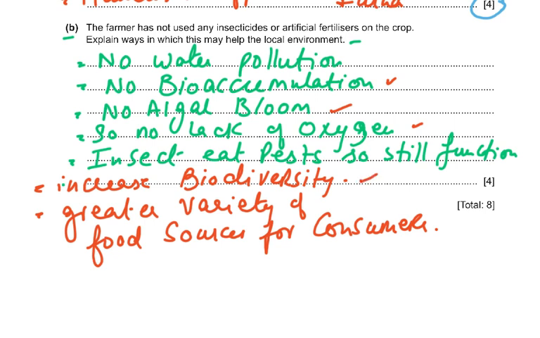So insects will not be destroyed. So there'll still be pollinators around. And if there are pollinators, they will pollinate different crops, and that will result in different fruits still being available. So a greater variety of food source for consumers. So those are the few points, and you could have given me any 4 points, and you would have got your 4 out of 4.